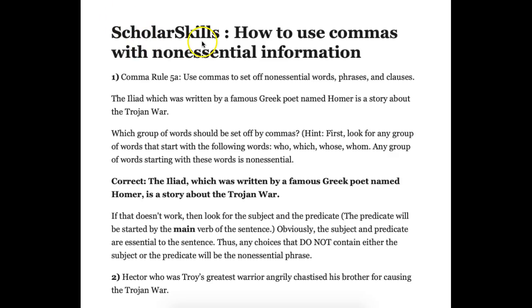Now we're going to focus on how to use commas with non-essential information. What do we mean by non-essential? Non-essential information is that information which is unnecessary, not necessary, to the meaning of the sentence or to the essence of the sentence. The information might be descriptive, it might have importance, but if it's removed, the sentence remains grammatically correct and the essential meaning of the sentence remains the same, remains unaffected.